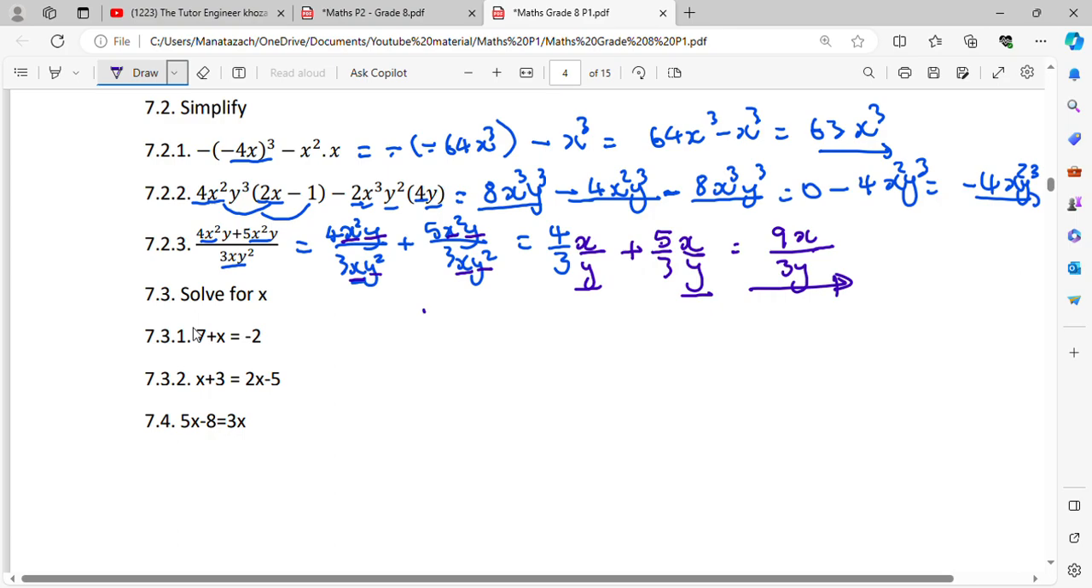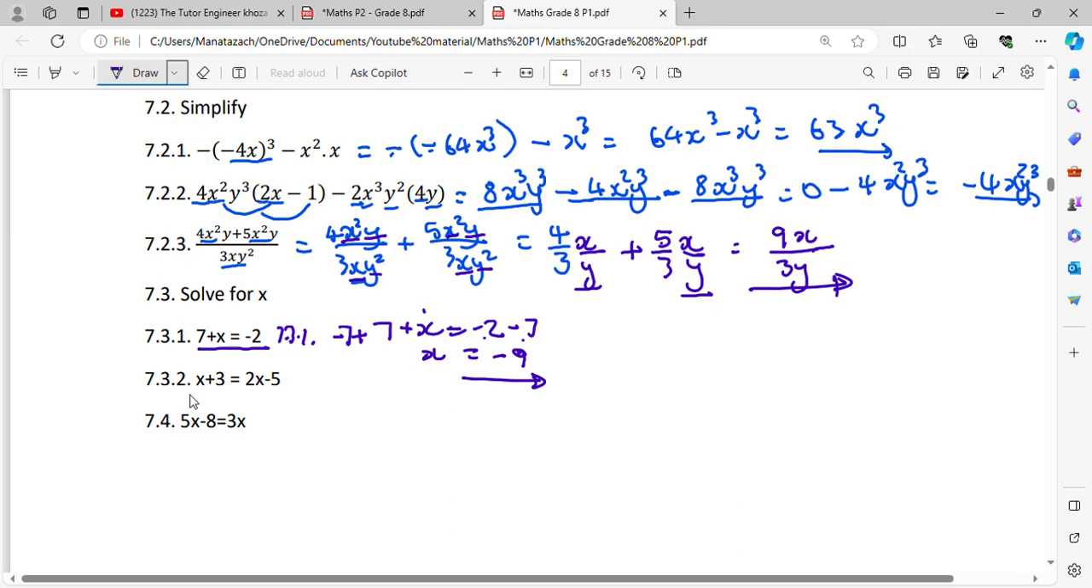And then let's go to 7.3. Solve for x. 7.3.1. You have 7 plus x is equal to minus 2. When you solve for x, you need to take 7 to the right hand side. You can just subtract 7 here and also subtract 7 on the right hand side. So you're remaining with x is equal to minus 2 minus 7, which is minus 9. So that will be 7.3.1.